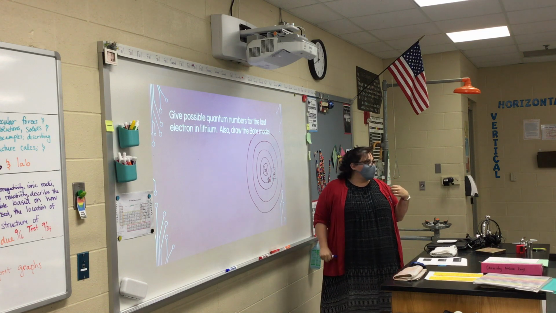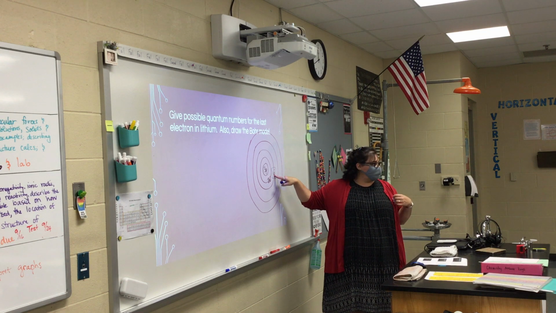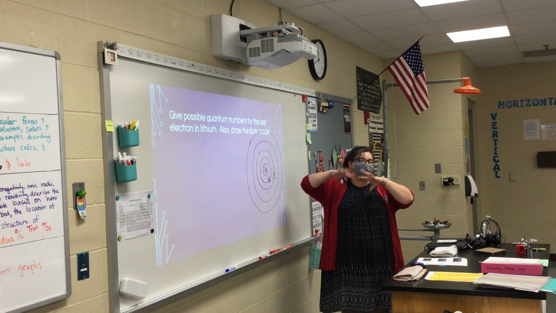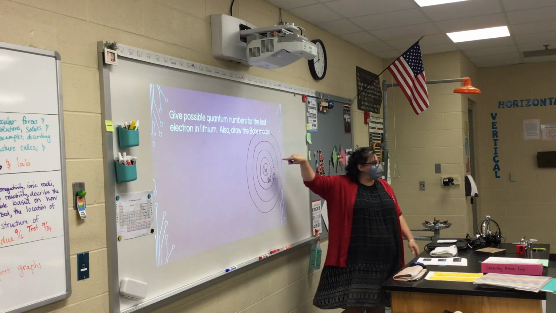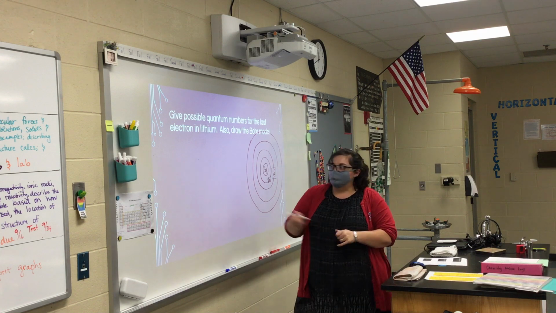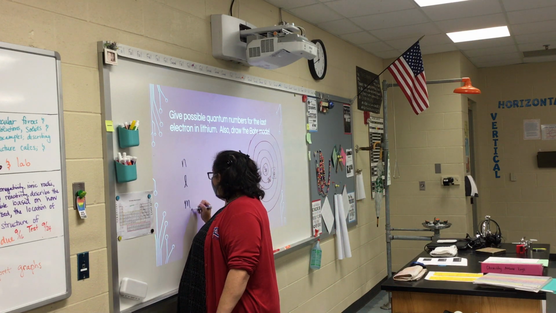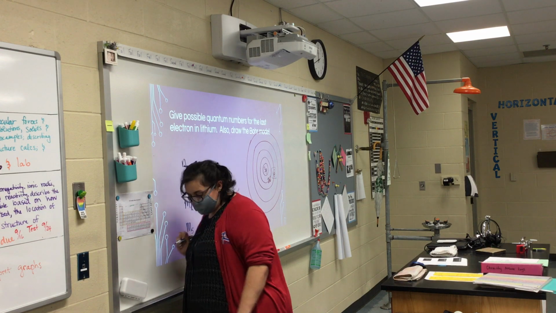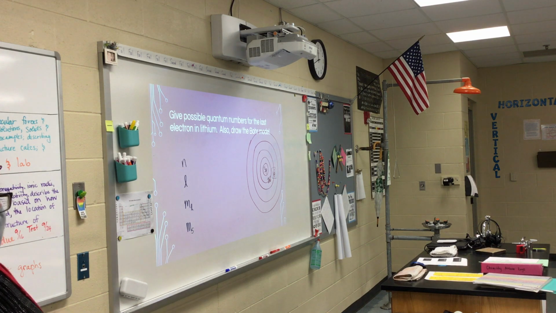So I need to write my quantum numbers for that one electron right there. That's called our valence electron. It's the last electron, in the valence shell, the outermost shell that contains electrons. That's a valence electron. Okay? And I'm gonna write my quantum numbers in this order. N, L, M sub L, M sub S. Always in that order. N, L, M sub L, M sub S.